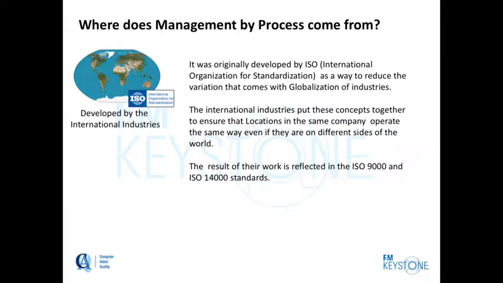Where does management by process come from? It was originally developed by ISO, the International Organization for Standardization, as a way to reduce the variation that comes with globalization of industries. The international industries put these concepts together to ensure that locations in the same company operate the same way even if they are on different sides of the world. The result of their work is reflected in the ISO 9000 and ISO 14000 standards.